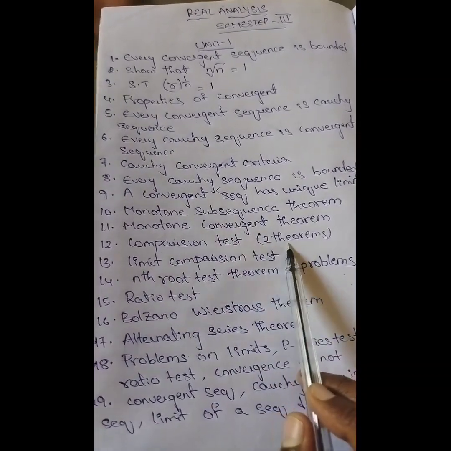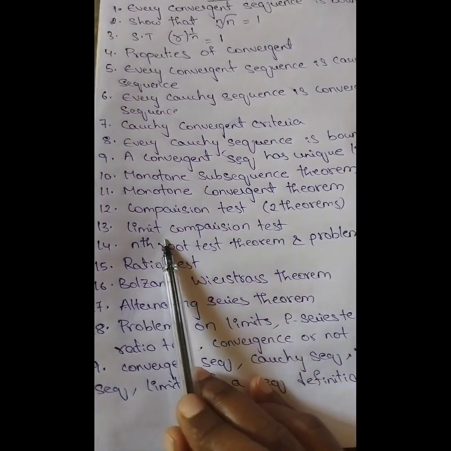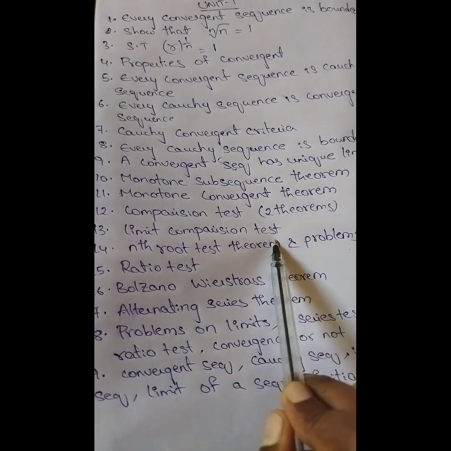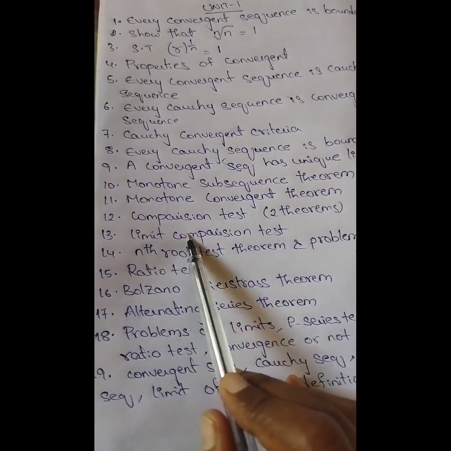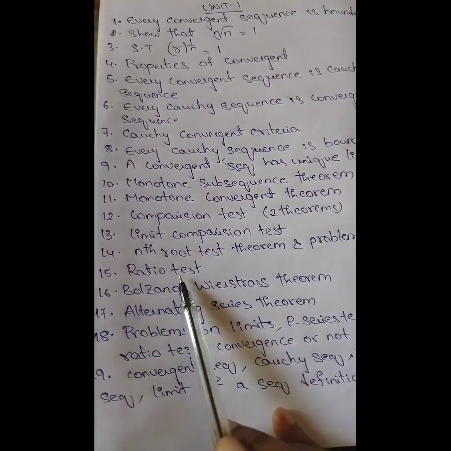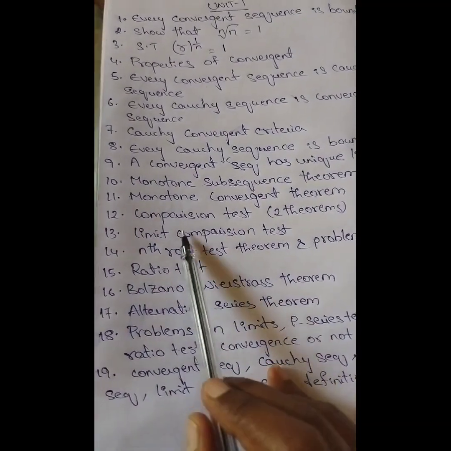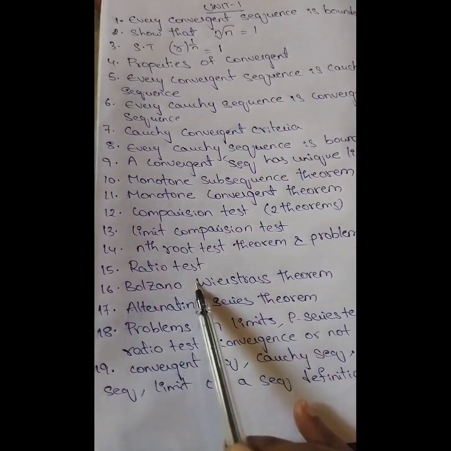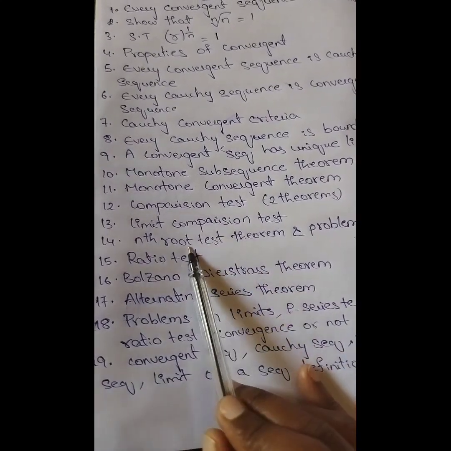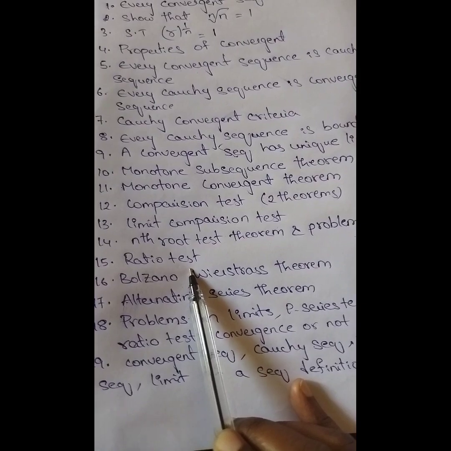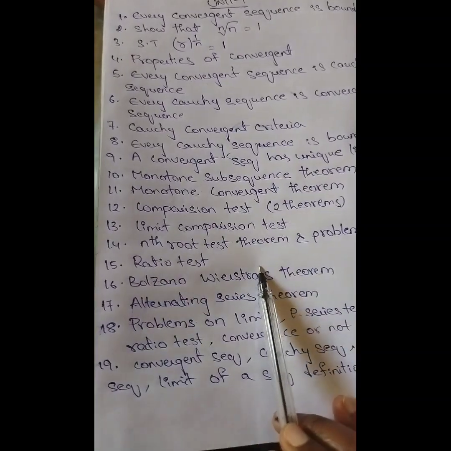Comparison test, two comparison tests are there. So from that you may get for long answers. Next, limit comparison test. State and prove limit comparison test, or else sometimes they'll give you directly the statement. So this also you can expect for long answer. Next, root test, ratio test, Bolzano-Weierstrass theorem, alternating series theorem. These five theorems are important for long answers only. And based on root test and ratio test, you will have the problems also. Not only these two, you will have the problems related to limit comparison test also.